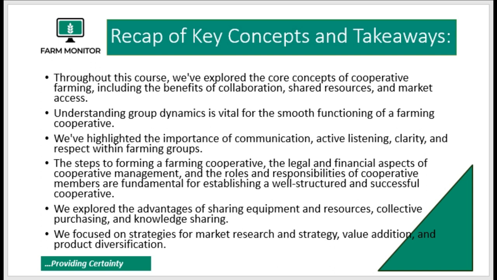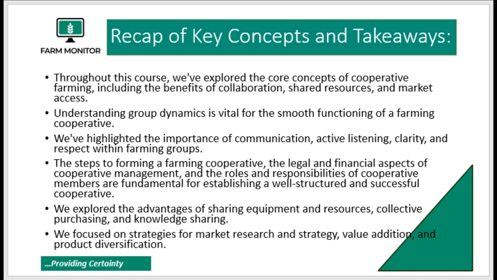We tried to create an understanding of group dynamics. Understanding group dynamics is vital for the smooth functioning of a farming cooperative. We delved into the roles and norms that govern cooperative groups, as well as the significance of cohesion and effective leadership.